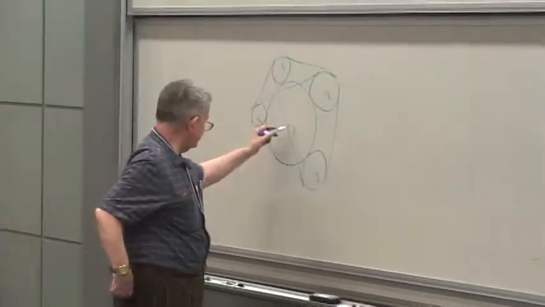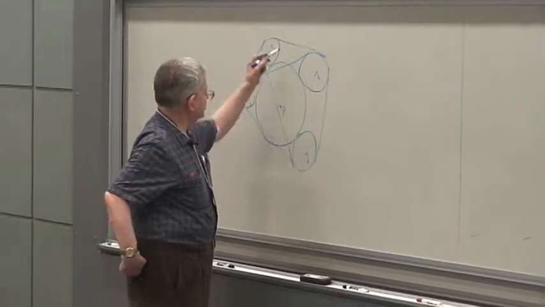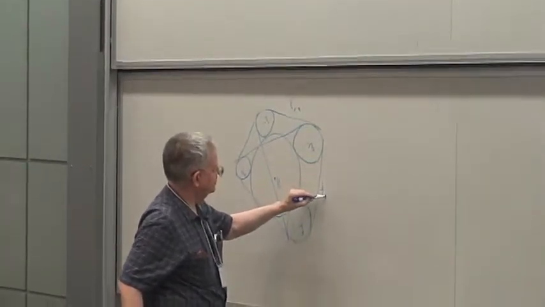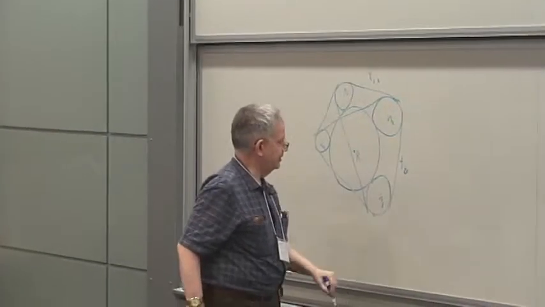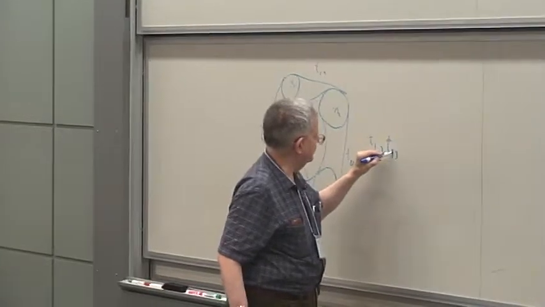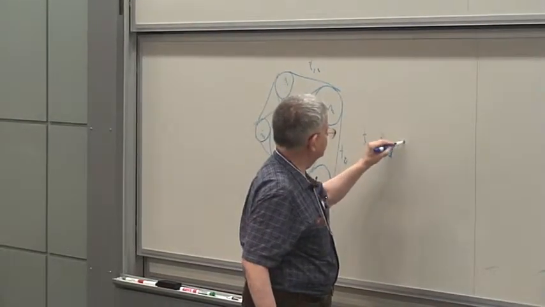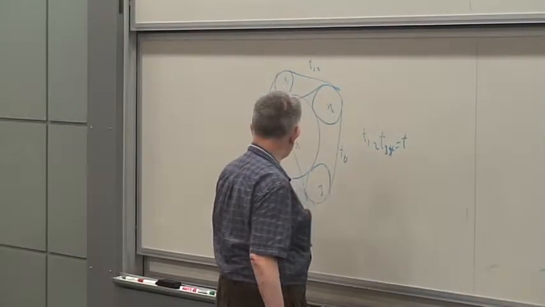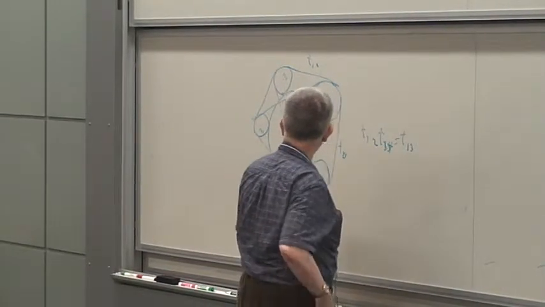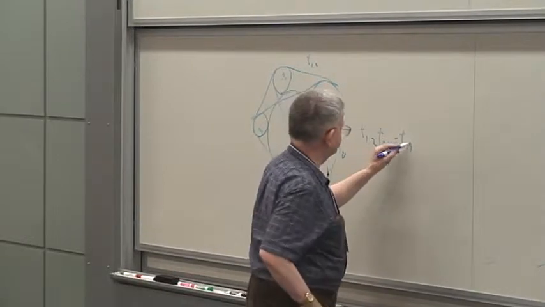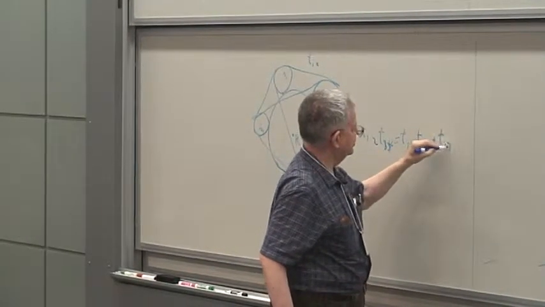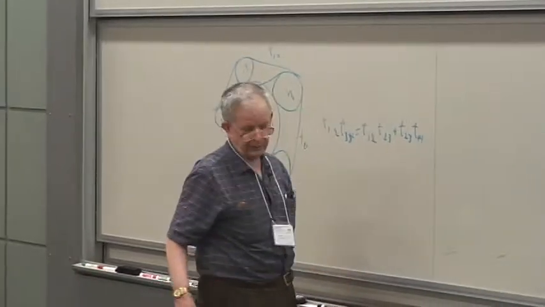And what Casey did is to show that the T1,2, T2,3, and so on. The T1,2, T1,3, 4 is T1,2, T2,3 plus T2,3, T4,1.